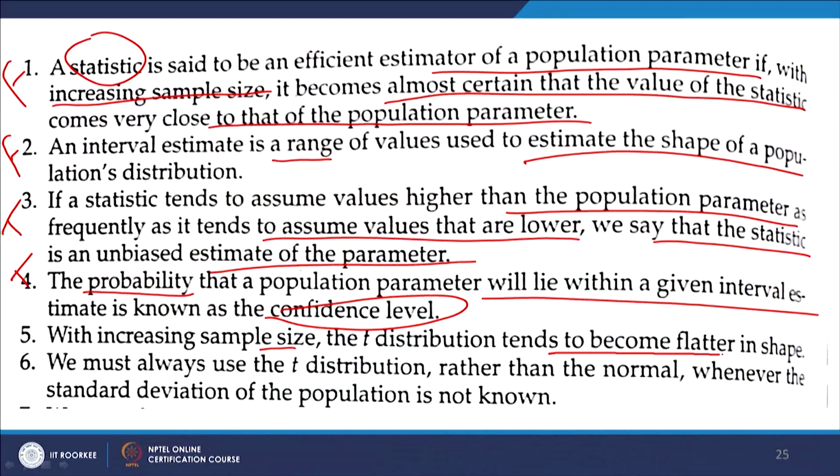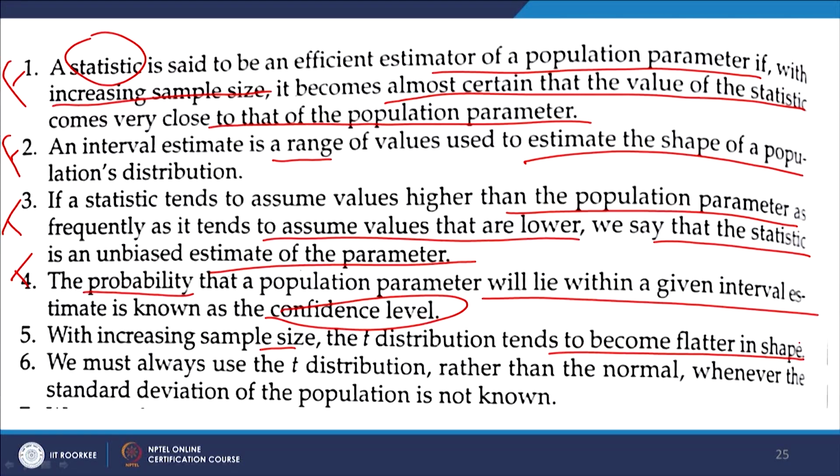Let us look at the next one. With increasing sample size, the t distribution tends to become flatter in shape. When to use the t distribution, first of all, tell me? The t distribution is to be used when two conditions are fulfilled. First is sample size is less than 30 and population standard deviation is unknown. Only under these two conditions you should use the t distribution. Now, the question is, with increasing sample size, the t distribution tends to become flatter in shape. Is it true or false?